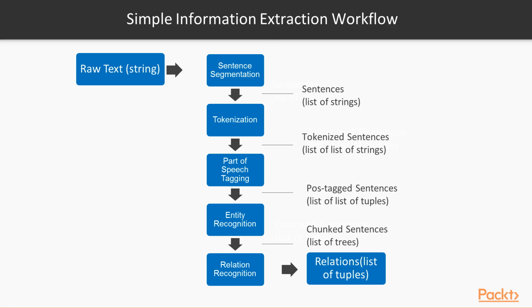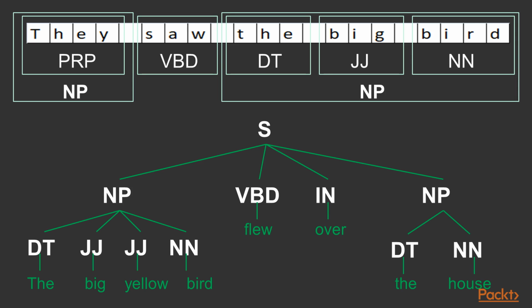Here we show two simple sentences. They saw the big bird, and the big yellow bird flew over my house. Both of these sentences we saw earlier in the course.